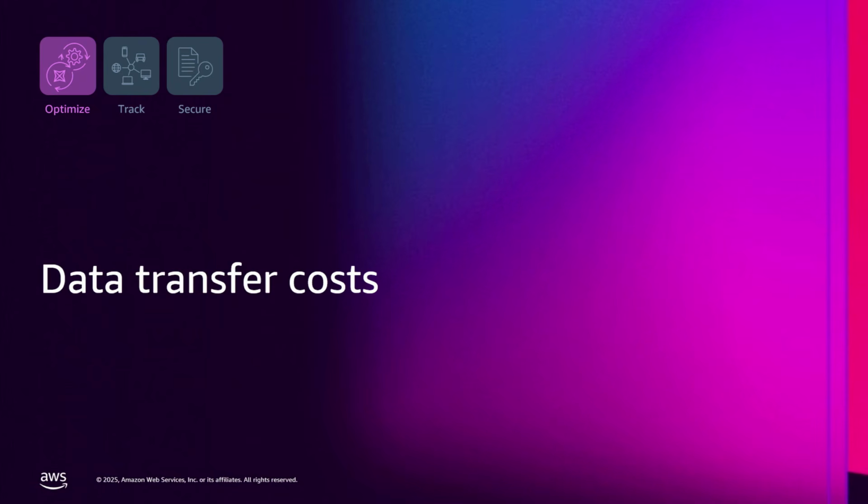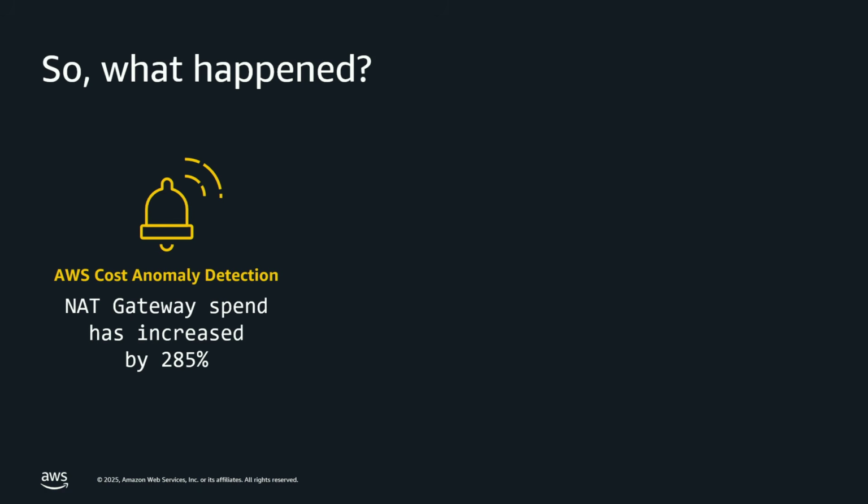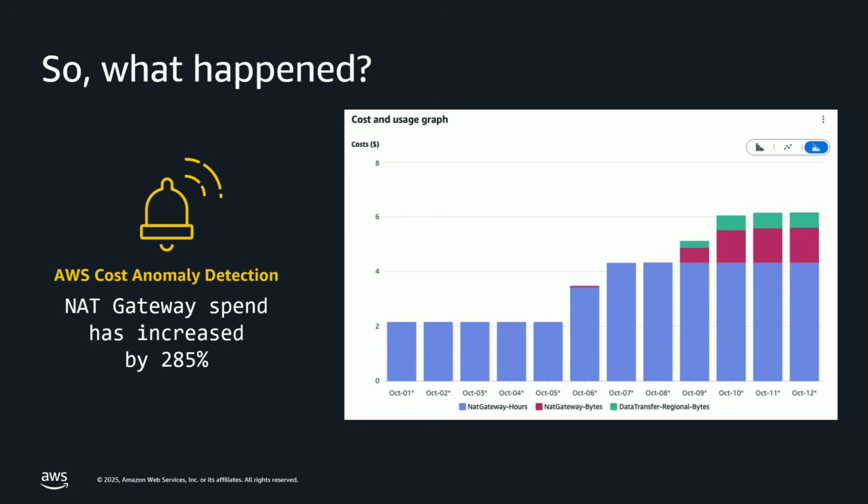Great. Thank you, Steph. So who's been in this situation before? You're at your desk, doing your day job, and you get an email from AWS. Your cost anomaly detection detected your NAT gateway spend has increased. So you decide to go into AWS Cost Explorer, you filter by the service EC2 Other, and you see, yes, not only has your NAT gateway spend started to increase, we're also seeing some NAT gateway bytes, and we're also seeing some data transfer regional bytes.